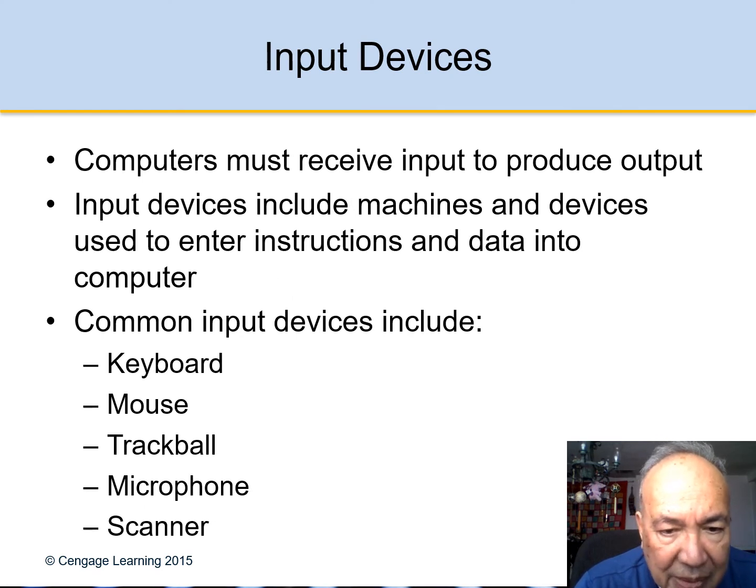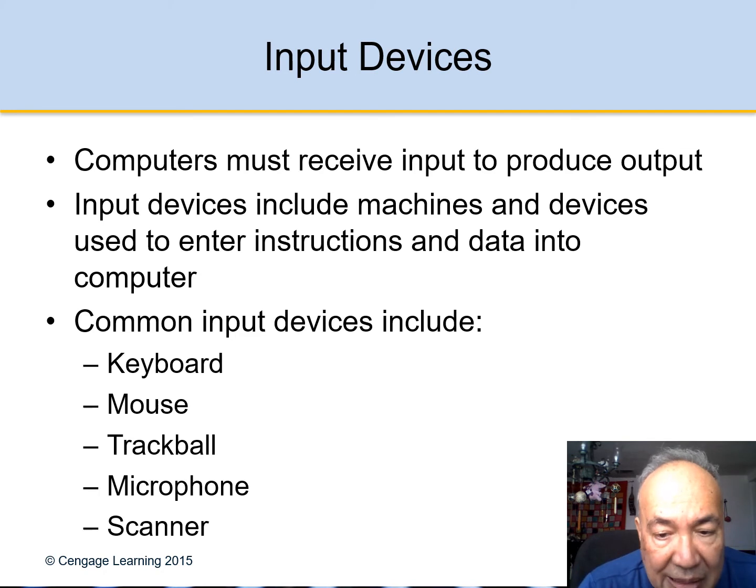So these are the input devices again. Computers must receive input to produce output. It's a system. A system always has input, processing, and output. Those are the three parts of any system. That's why it's called a system.